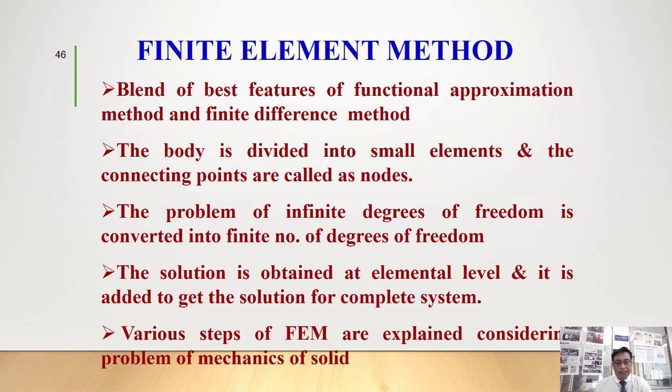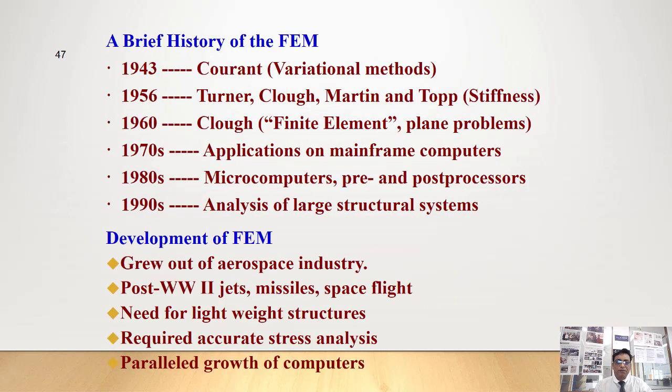So, in a nutshell, the finite element method is a blend of the features of the functional approximation method and the finite difference method. In this, the body is divided into small elements and the connecting points are called nodes. The problem of infinite degrees of freedom is converted into finite degrees of freedom. The solution is obtained at element level and added to get the solution for the complete system. The various steps of the finite element method are explained considering the mechanics of solids.